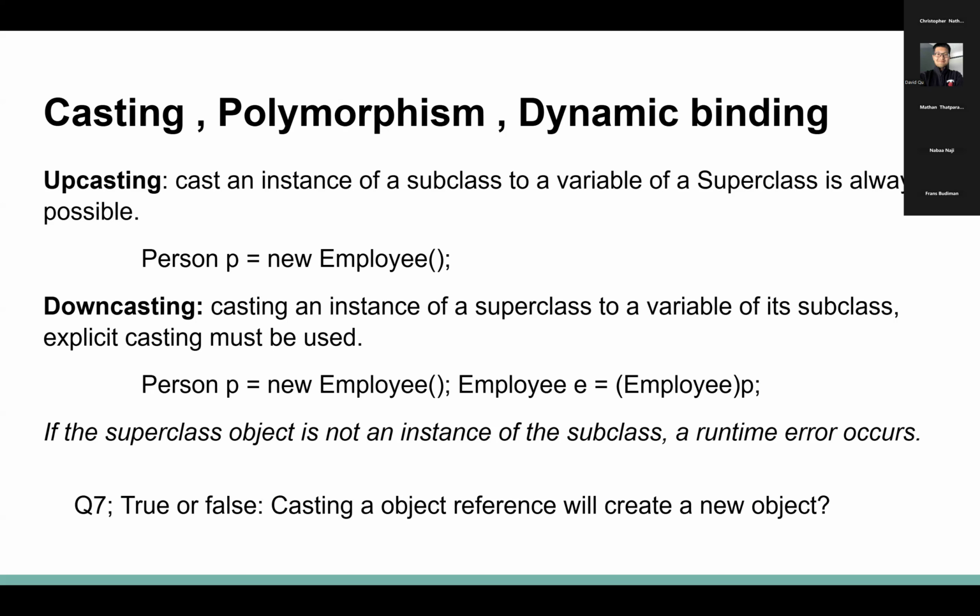Okay, there is a true false question, a really quick one. Casting an object reference will create a new object. The answer is false. Do you guys need some explanation here?